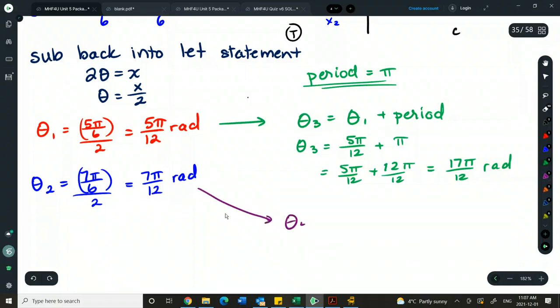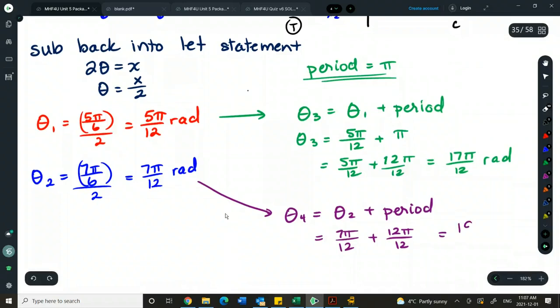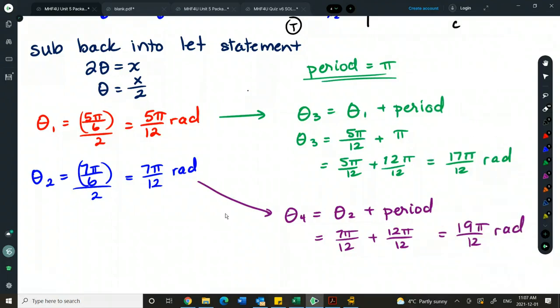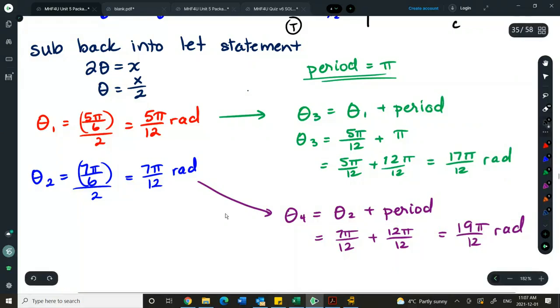And theta 4, I'm going to take theta 2 and add the period to it. 7 pi over 12 plus, I'm just going to create that common denominator right now, 12 pi over 12. And that will give us 19 pi over 12. Is this still less than 2 pi? Are both of these less than 2 pi? 2 pi is equivalent to 24 pi over 12, so we're good. We're still in the range between 0 and 2 pi. Perfect. Those are our answers.